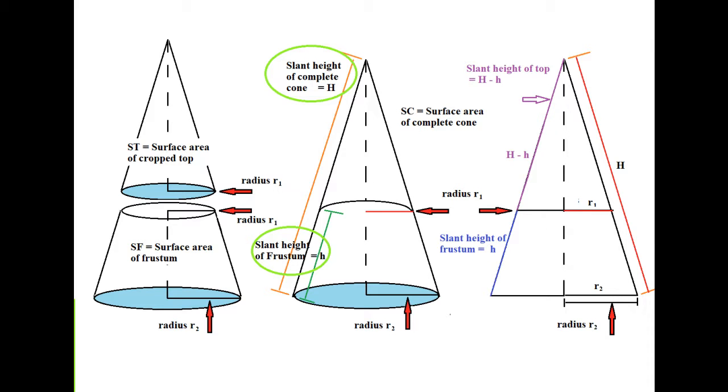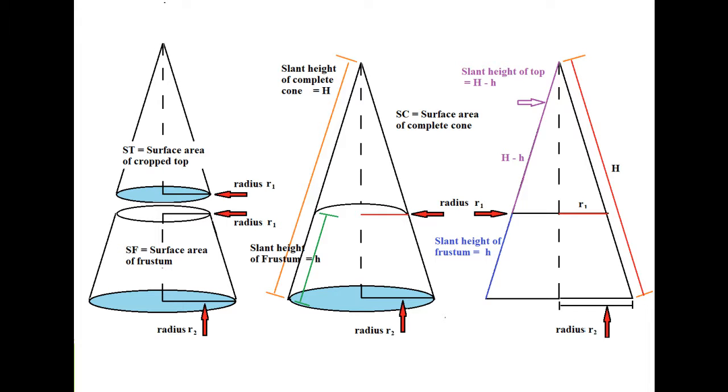For simplicity, we will call capital H big H and use big H to label the full slant height of the cone, including the cropped off top. Label the slant height of the frustum small h. Label the radius of the top of the frustum R1. It will be equal to the length of the radius of the base of the top section, which we will also label as R1. Label the radius of the bottom of the frustum as R2.